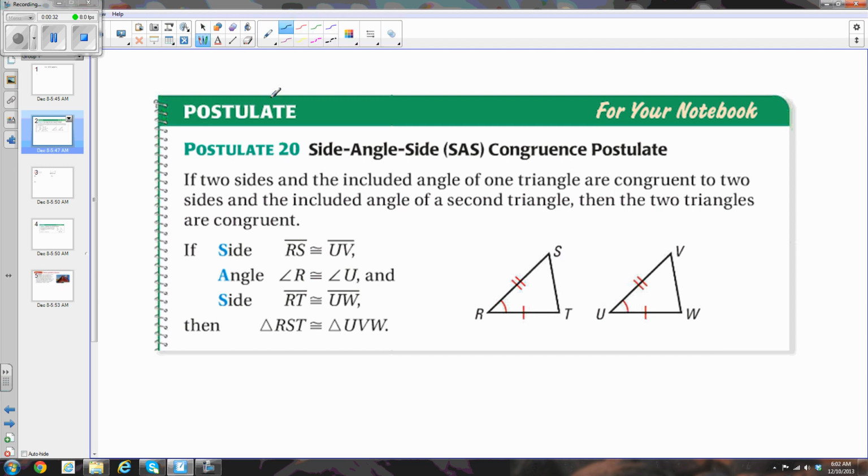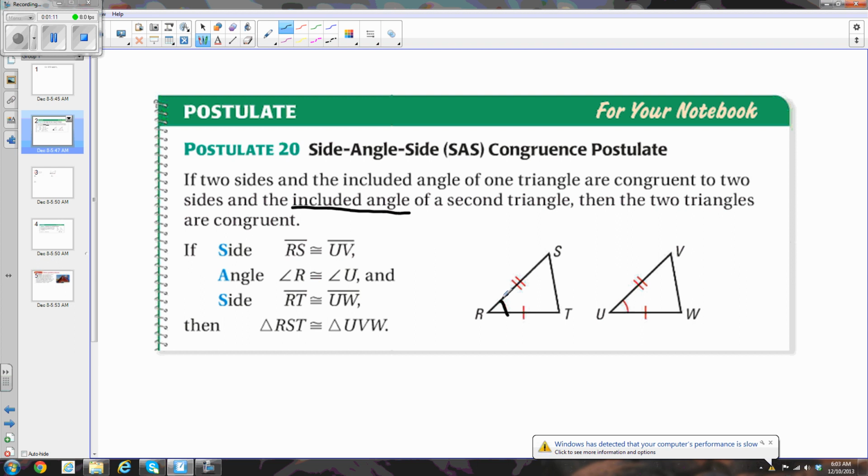A few terms to identify here. First of all, this idea of the included angle. An angle is included when it's the angle that's between two sides. So if we look at side SR right here and side RT, the included angle would be angle R, because angle R is in between SR and RT. It's that angle right there. So basically what you need to use side angle side is an included angle and the two sides that are around the included angle to be congruent between two triangles.